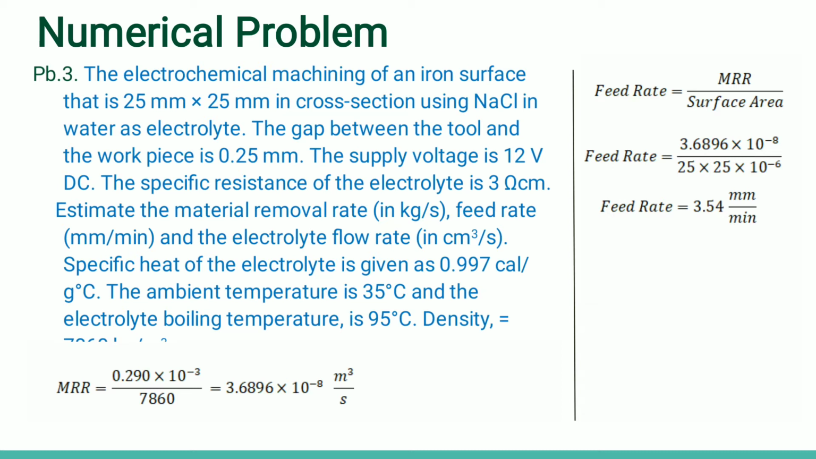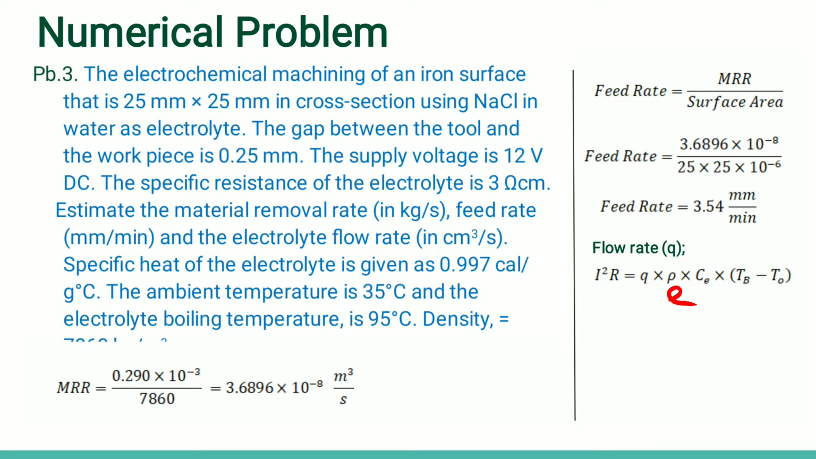Next is flow rate. For the flow rate, you have to equate the heat generated to the heat absorbed. Okay, so heat generated is I square R, and the heat absorbed by the electrolyte is Q into rho into C into delta T, that is not rho, basically this is rho E.